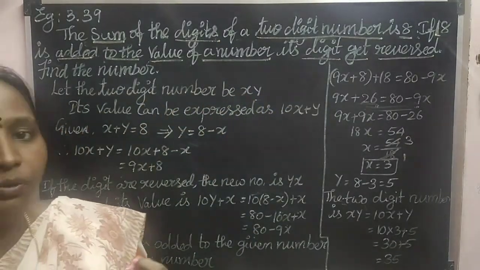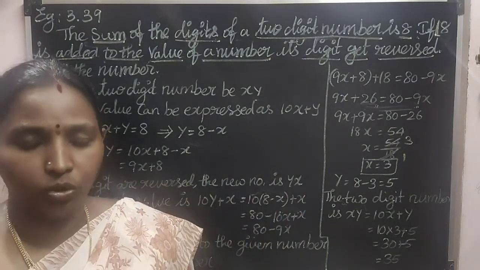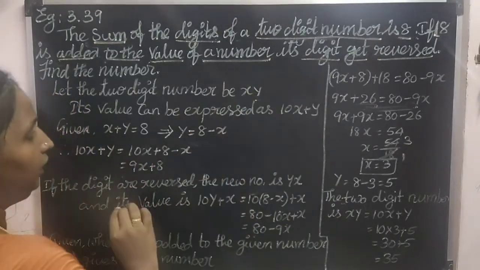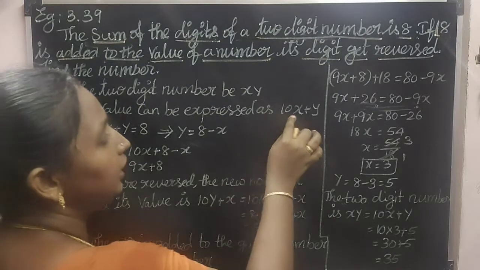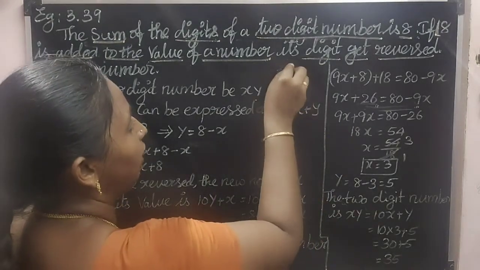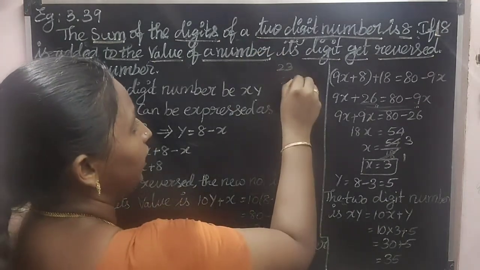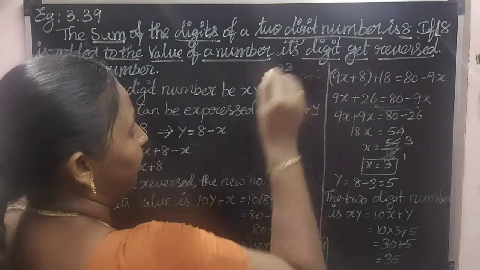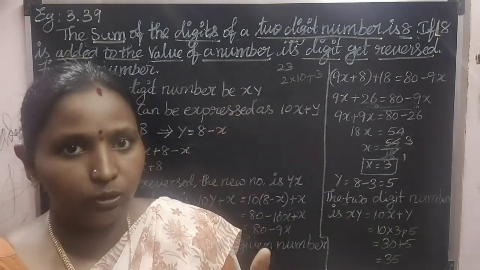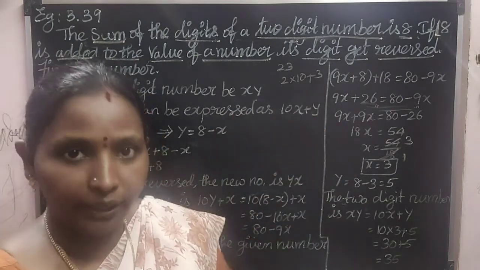In algebra, if you write xy, there is multiplication between those two variables. But not here. Here xy can be expressed as 10x plus y. How are we writing this 10x plus y? Suppose you have 23. How do you write it in expanded form? 2 into 10 plus 3. Like that we are writing, no? The same thing. Here the two-digit number is xy, and we are writing it in expanded form as 10x plus y.